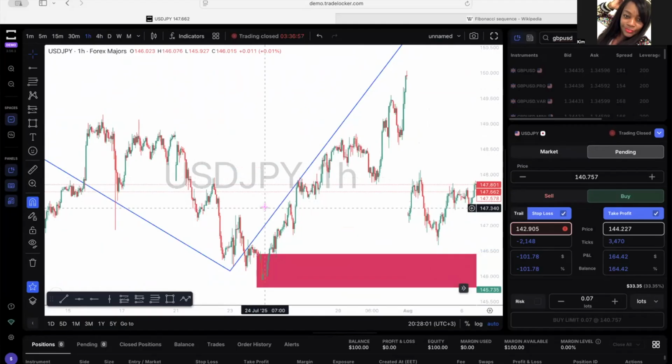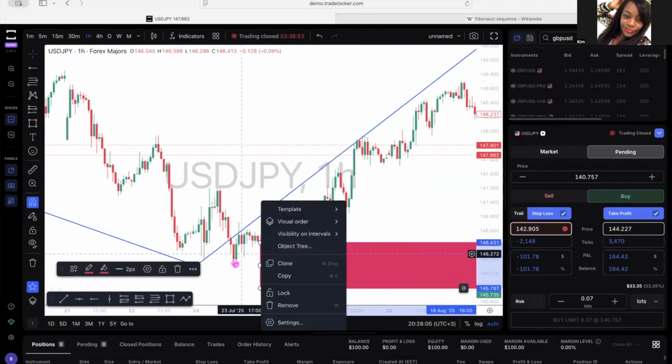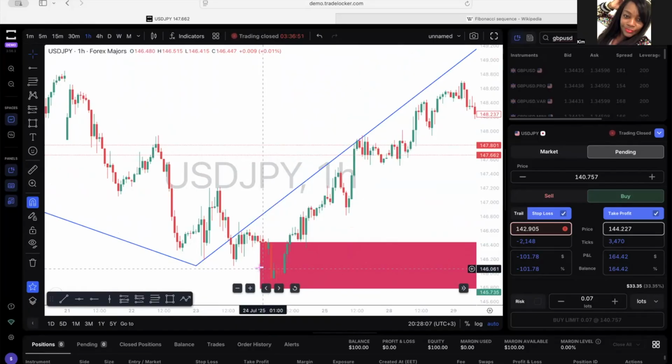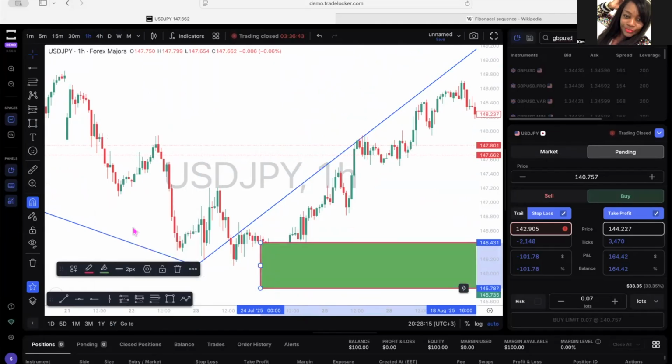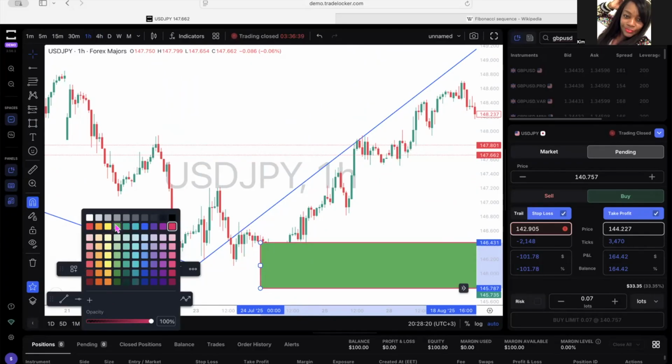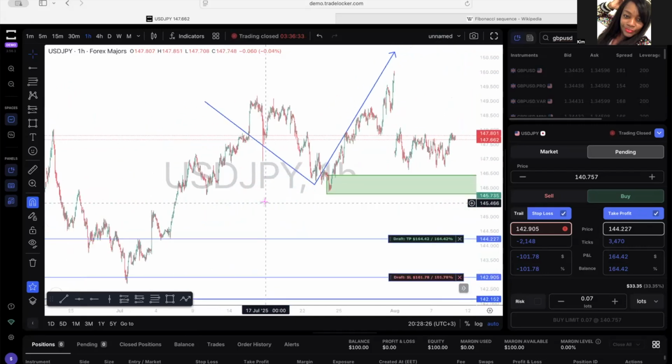narrow that zone down. Hold on, because I don't like this color. Let's do green. Okay, let's do that color.